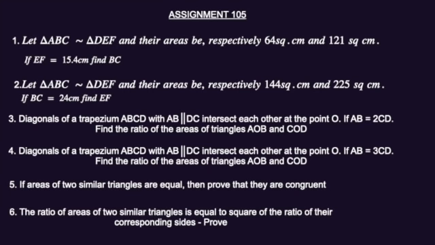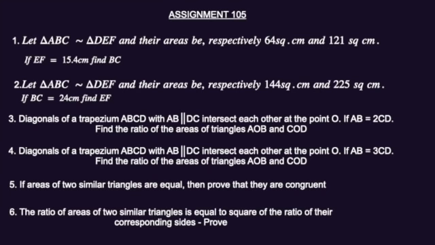Assignment 105. First question, let triangle ABC be similar to triangle DEF and their areas be respectively 64 square centimeter and 121 square centimeter. If EF is equal to 15.4 centimeter, find the length of BC. Second question, let triangle ABC be similar to triangle DEF and their areas be respectively 144 square centimeter and 225 square centimeter. If BC is equal to 24 centimeter, find EF. First question and second question are of the same type.